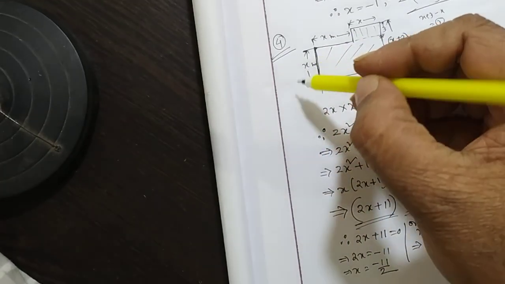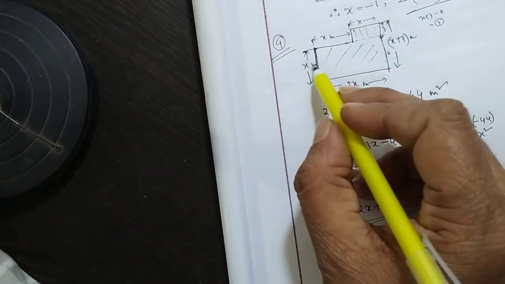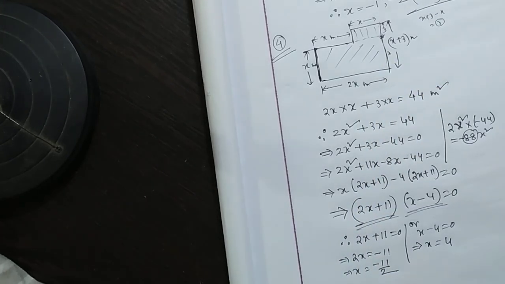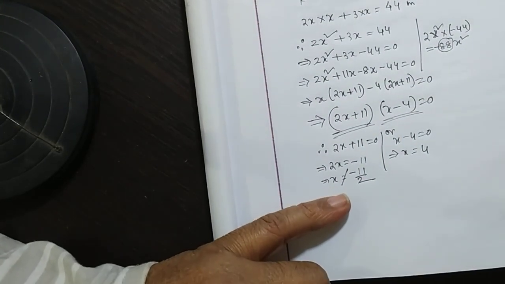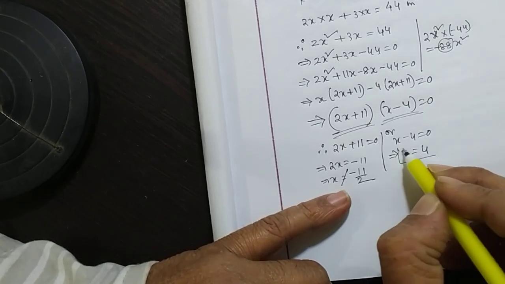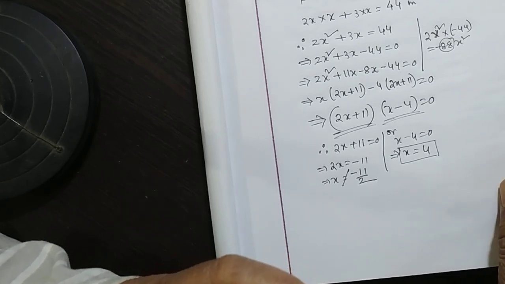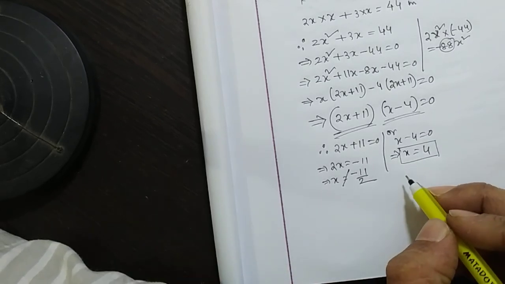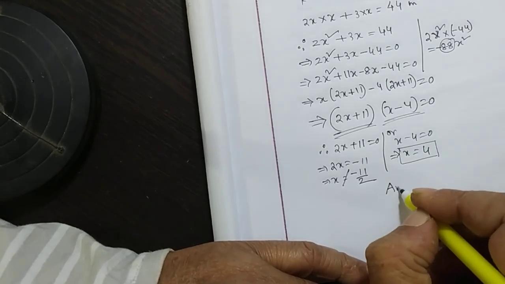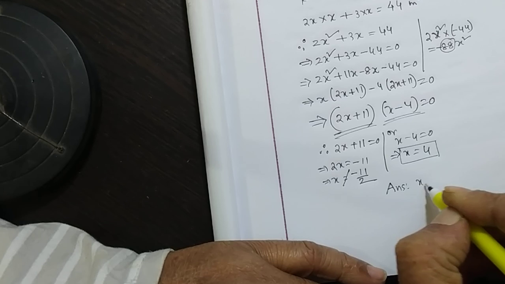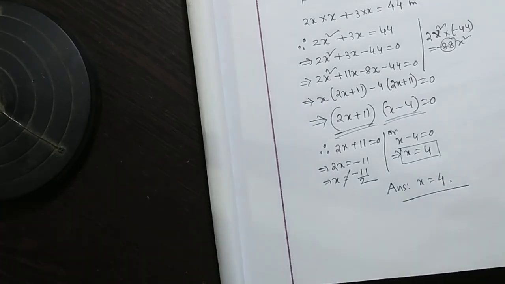Look here in the figure, x is given as a length, and twice x or x, this x, length cannot be negative. That is why this term will not be taken. We have to take the positive one. Length cannot be negative, either it is 0 or positive. So the answer will be, find the value of x. Here answer will be x is equal to 4. Clear?